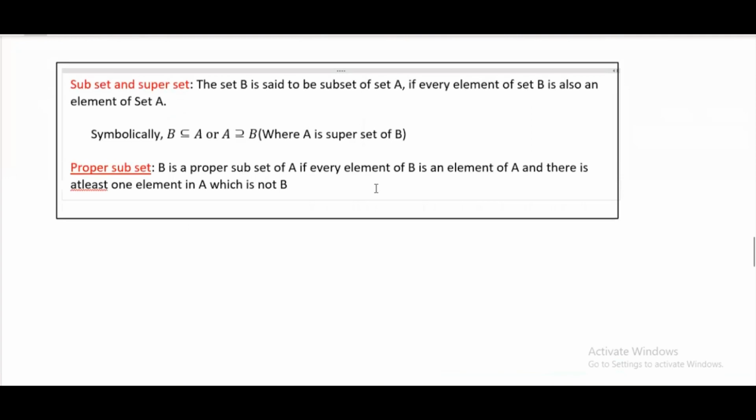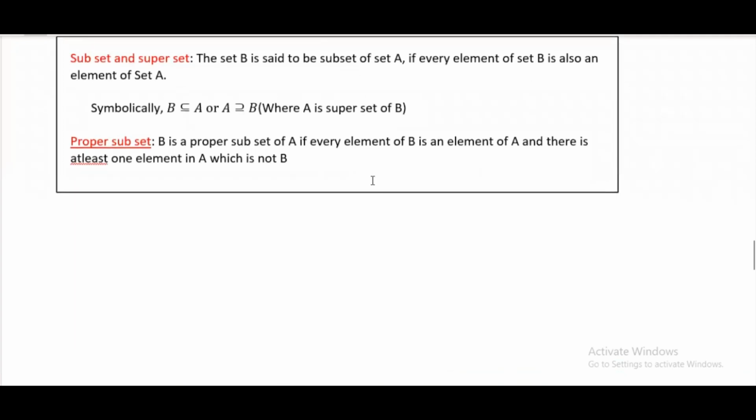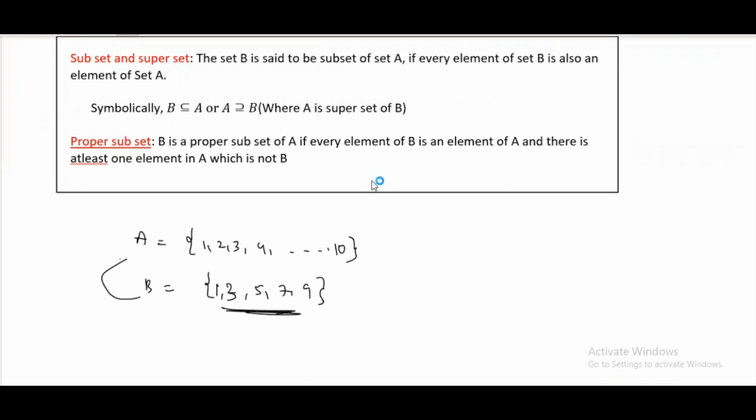Next comes subsets and supersets. What is meant by subset and superset? If I take a set A as 1, 2, 3, 4 up to 10, and another set B as 1, 3, 5, 7, 9, then every element of B is present in A. All the elements of B are present in A.